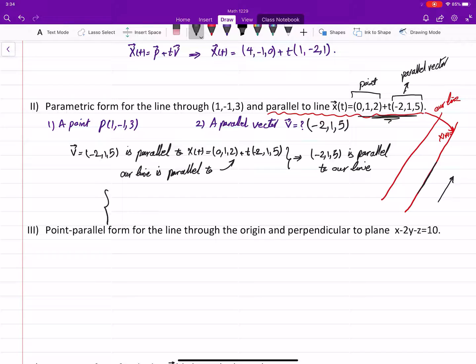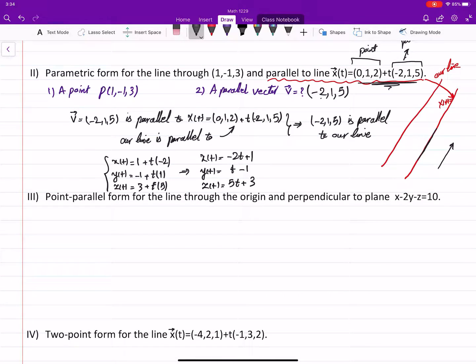And then the parametric equation. You see, the parametric equation has three equations. First, you put the coordinates of the point (1, -1, 3) plus t times the first component of v, t times the second component of v, and t times the third component. Well, this is x(t) = -2t + 1, y(t) = t - 1, and z(t) = 5t + 3. And that's the parametric form for the given line.